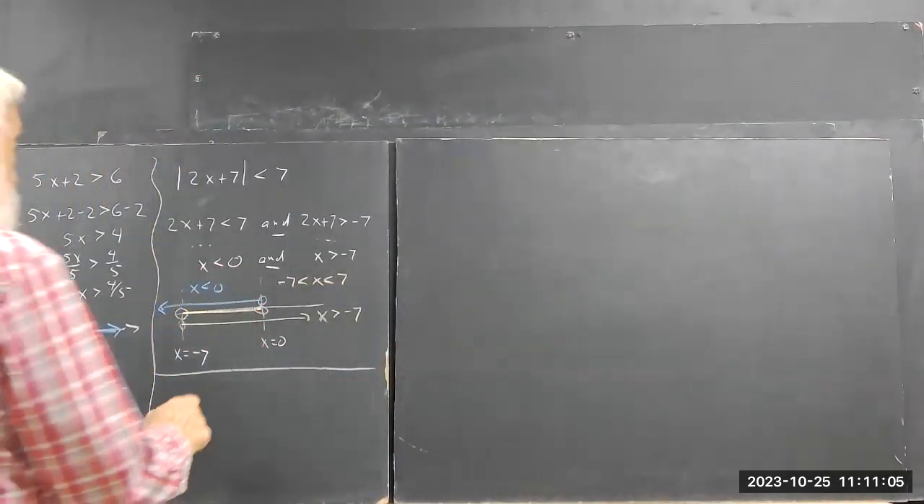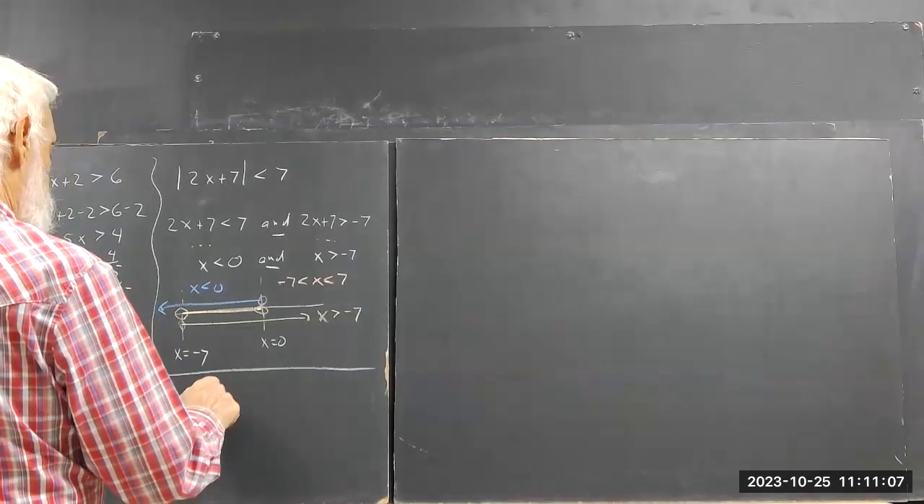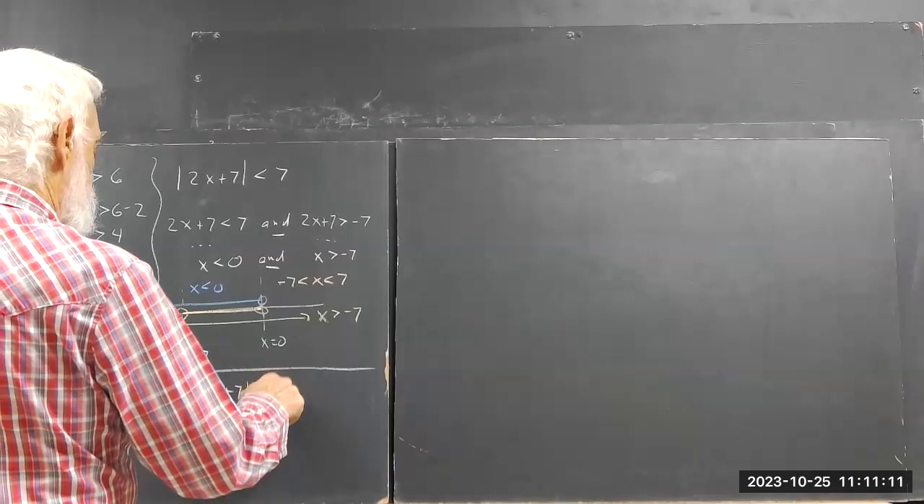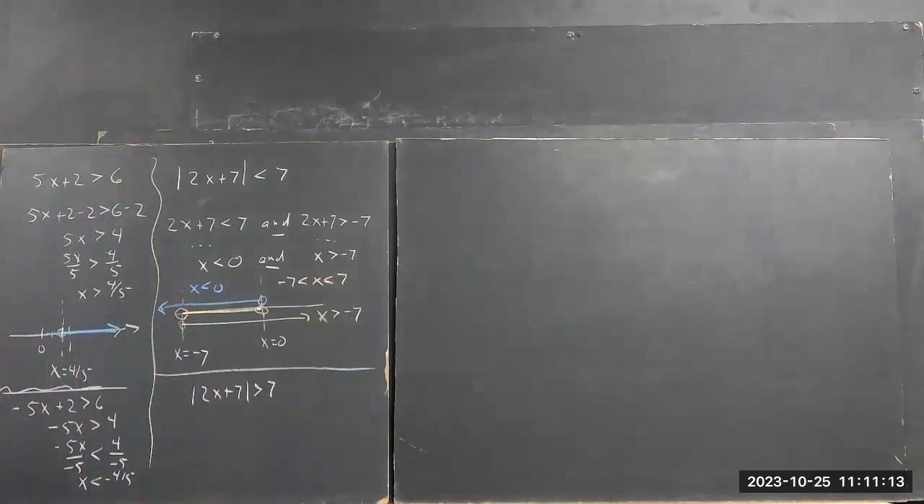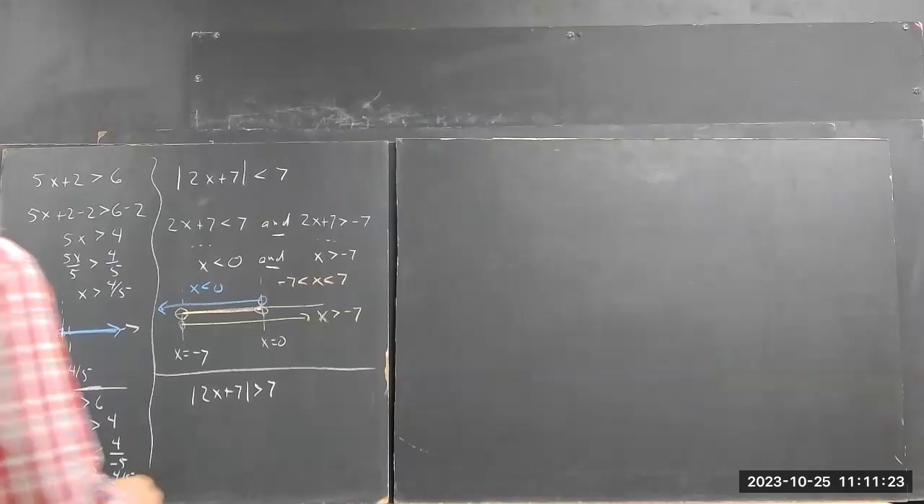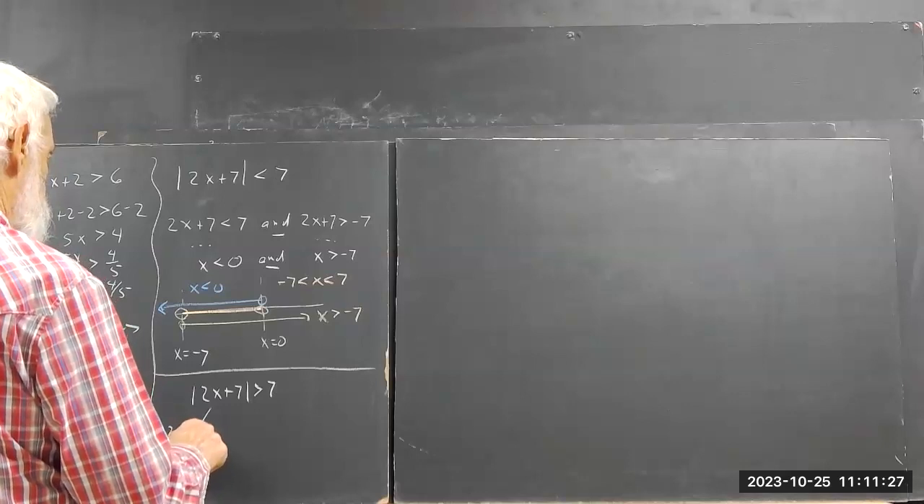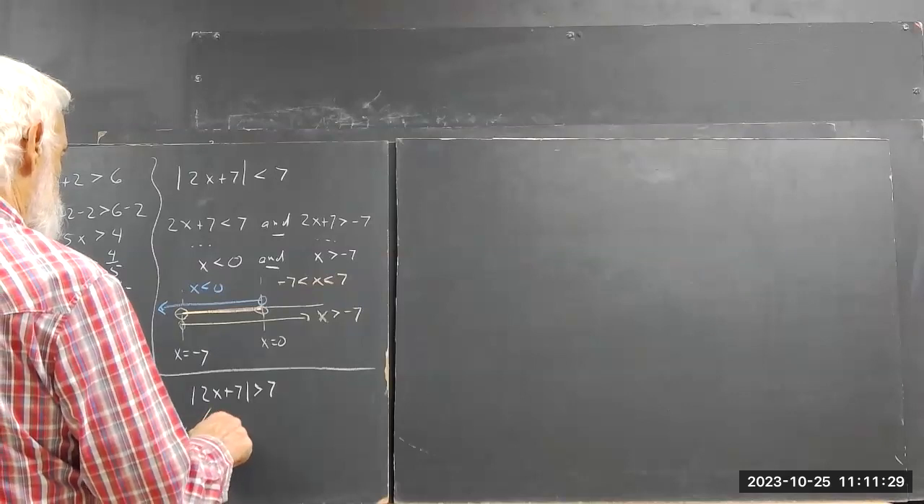By contrast, if it had been absolute value of 2x + 7 greater than 7, then this would have broken into two inequalities, 2x + 7 greater than 7.